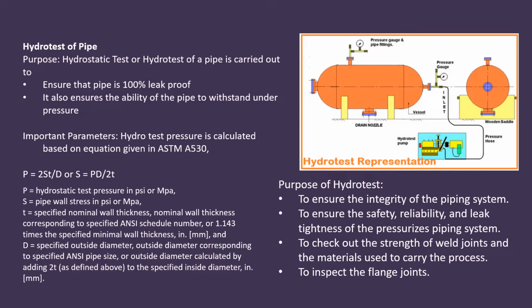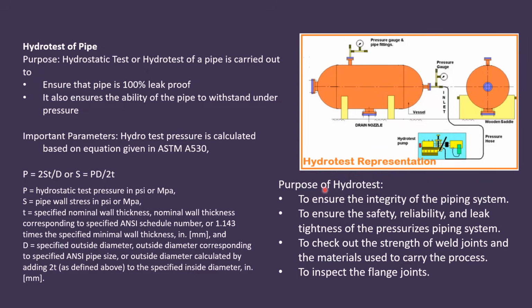Again, we ensure the safety, reliability and leak tightness of the pressurized piping system, because it will be so complex piping within the plant. So any leakage or any damage can cause a lot of accidents. So we ensure the stability. We can rely on the testing. Once it is done, we can say this much pressure this piping system can bear.